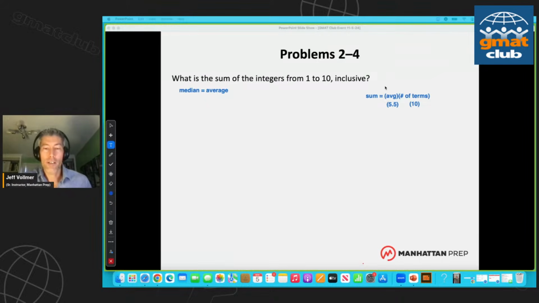And so I can now figure out my sum by knowing there are 10 terms, the median or the average is 5.5, and multiplying them and finding out the sum is 55.